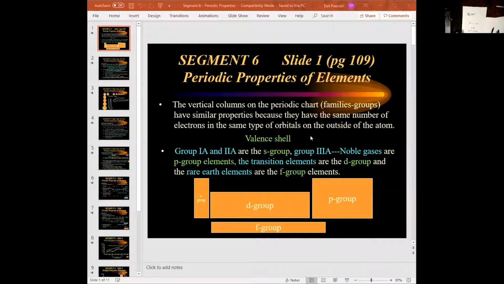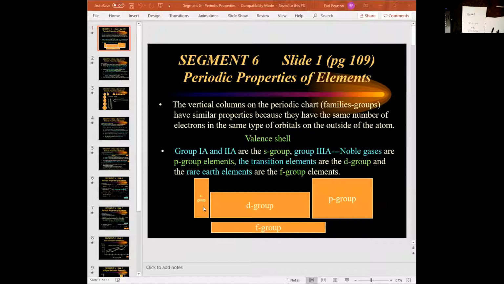Okay. And we've already gone over all of this, but it's really critically important for our understanding of the periodic table that we look at this again. So the periodic chart divides itself into several regions.